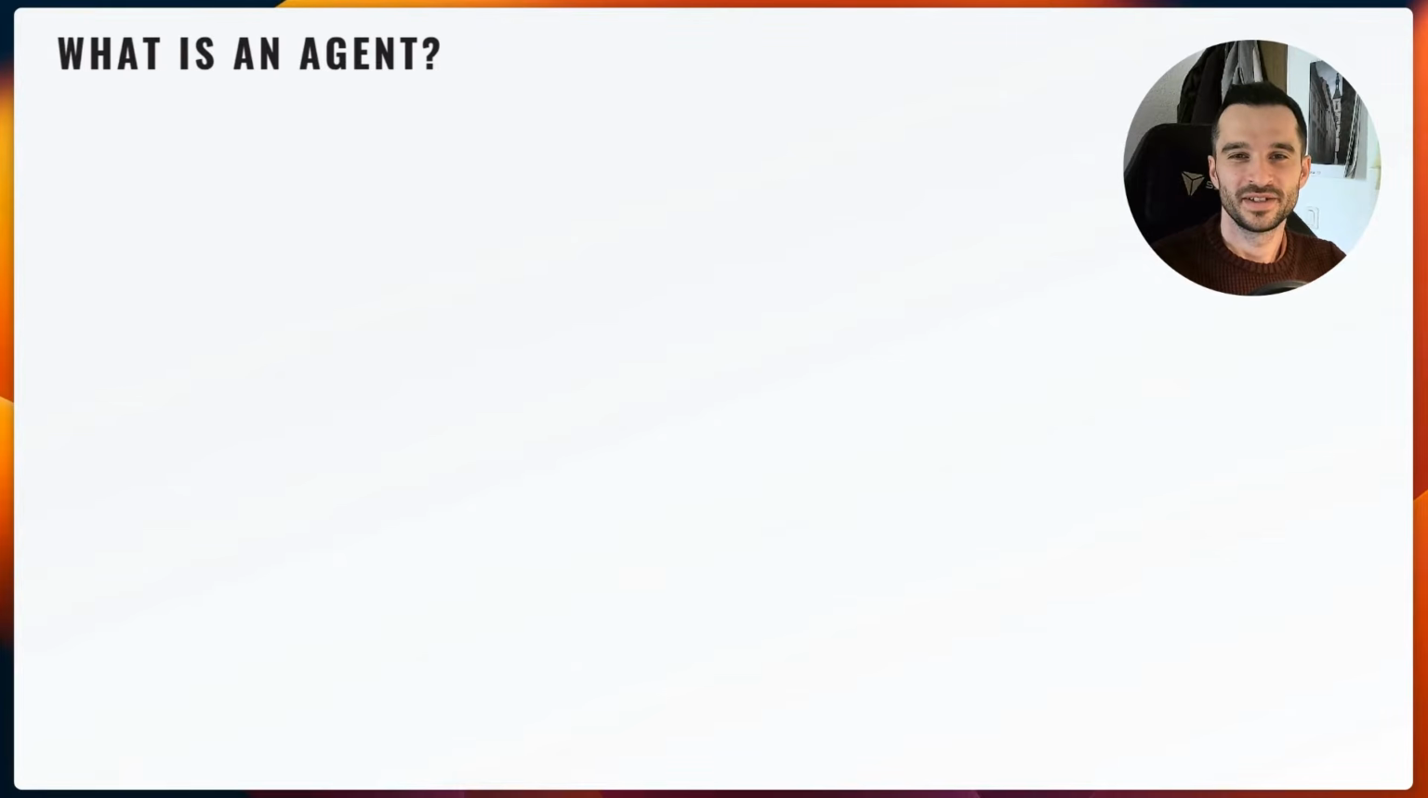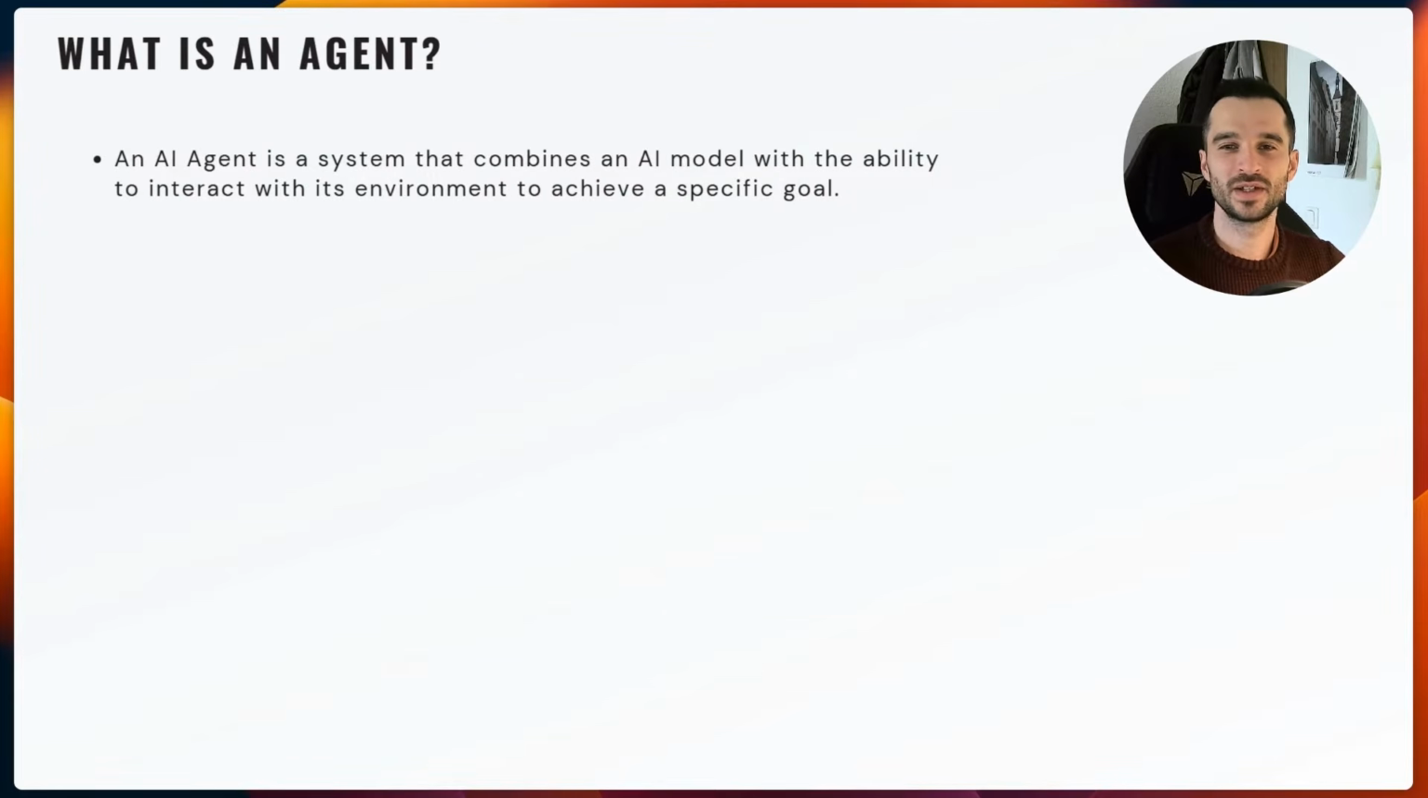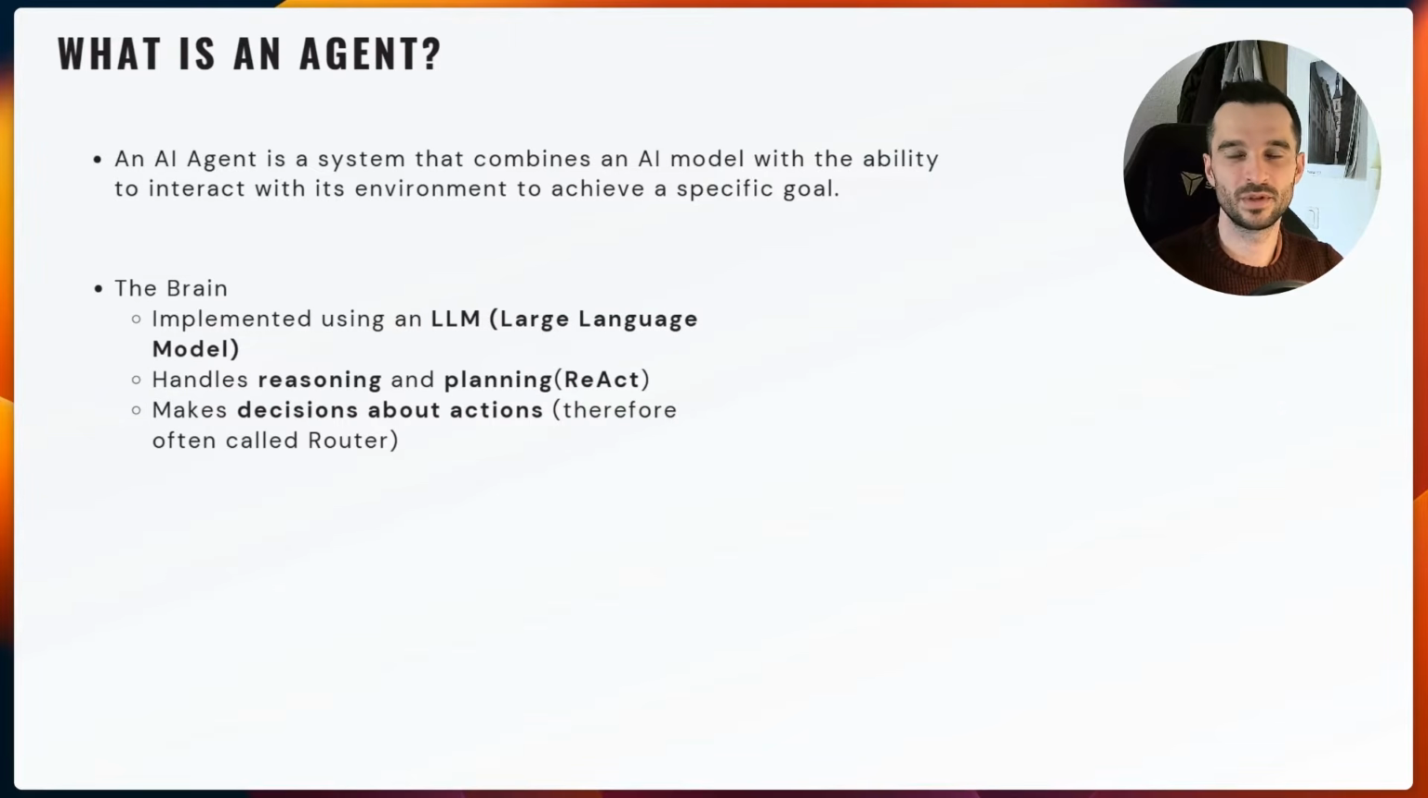So, what is an agent? An AI agent is a system that combines an AI model with the ability to interact with its environment to achieve a specific goal. And think of it as having two essential components. We have the brain. The brain is implemented using our large language model. And this is where the reasoning happens. It handles planning through what's called ReAct, reasoning and acting, and makes decisions about which actions to take. And because of this decision-making role, the brain is also often called the router. So it routes requests to the appropriate tools.